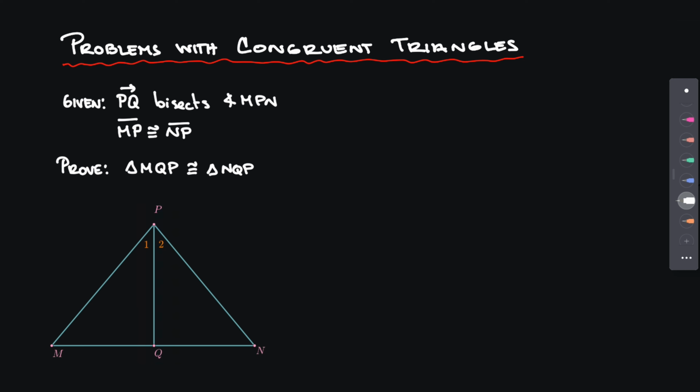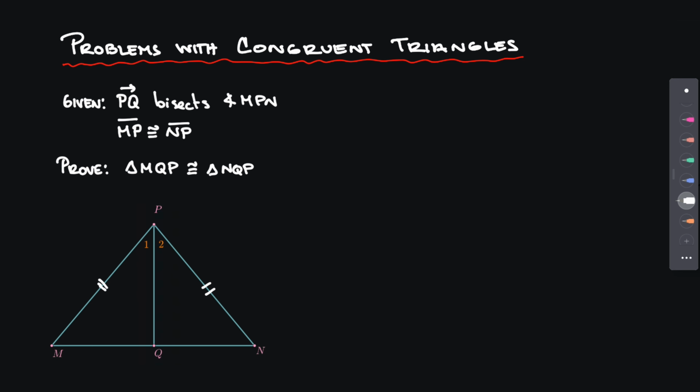So it's also telling us that MP is congruent with NP, right? So this side MP is congruent with this side NP, okay? Let's analyze what we have after reading what we need to prove. So we need to prove that triangle MQP, so this triangle, is congruent with this triangle NQP.